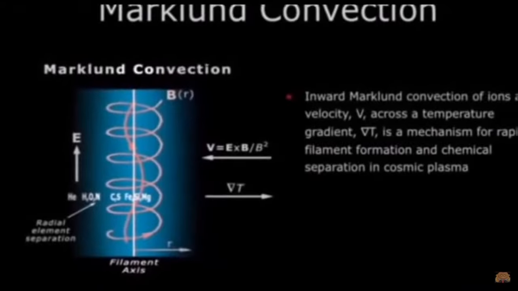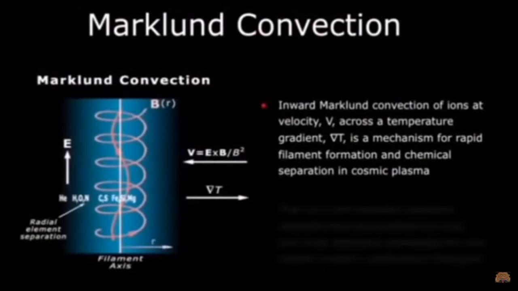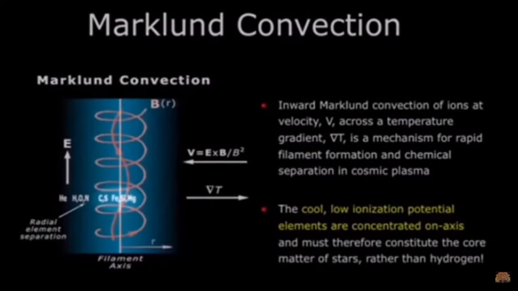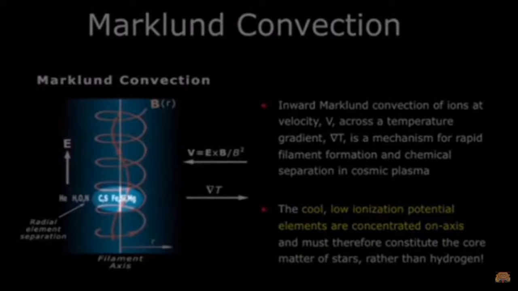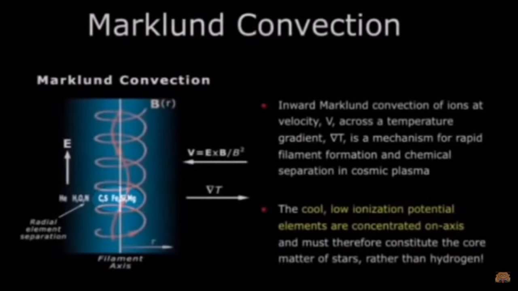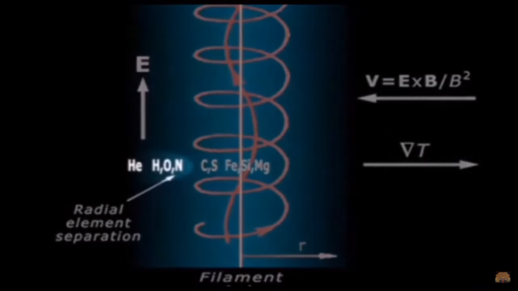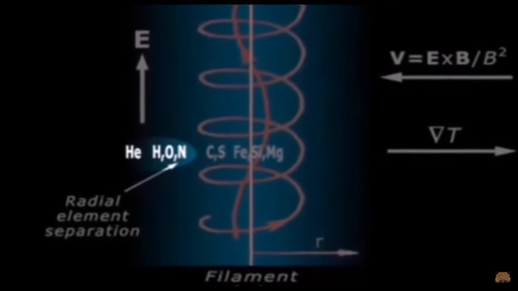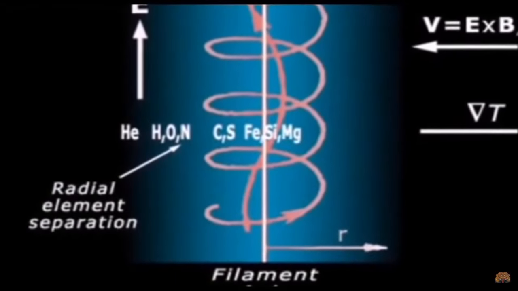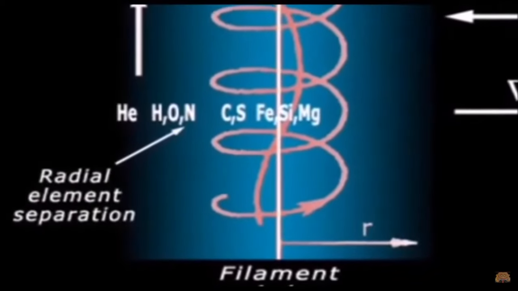And the other very important aspect of Birkeland convection is that all of the cool, low ionization potential elements, which you can see there are carbon, sulfur, iron, silicon and magnesium, all the things you need to make up a planetary core, are deposited along that filament at the axis. Of course, once you've got sufficient material along that axis, there is a tendency for it to break up into blobs or into stars. So this means that they must constitute the core matter of stars, not hydrogen. You'll notice that hydrogen and helium are on the outer rim of that Birkeland filament. So this destroys any idea that stars have hydrogen cores.